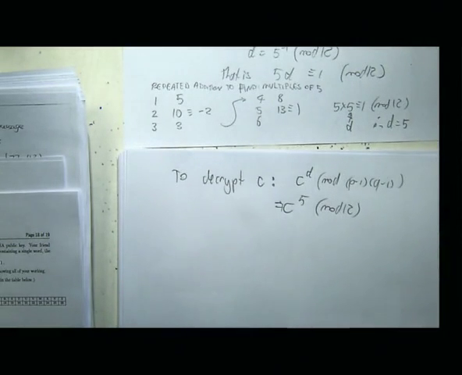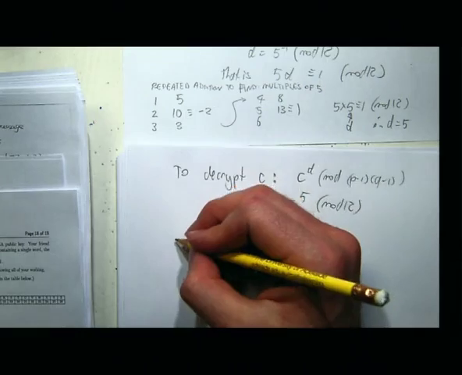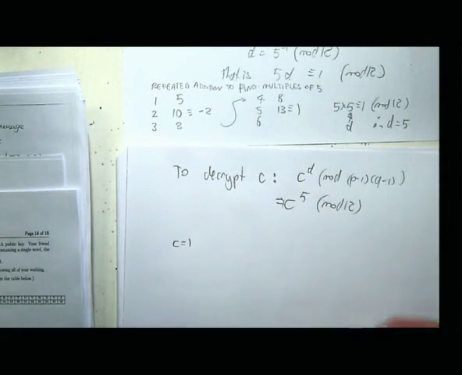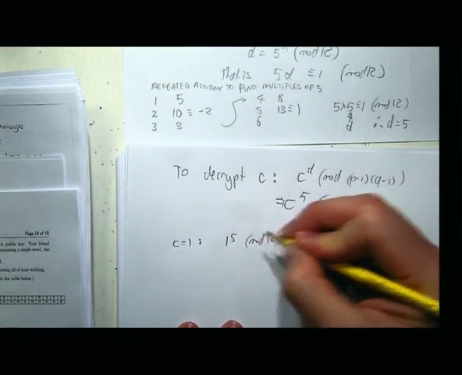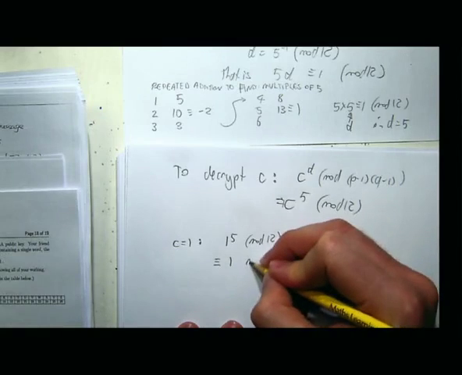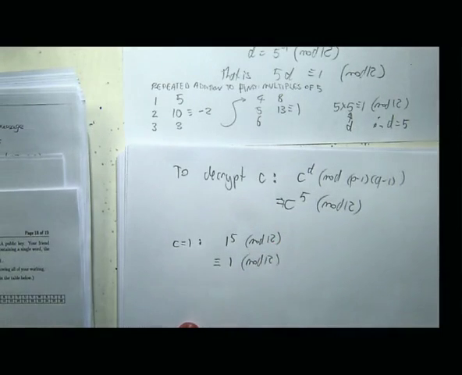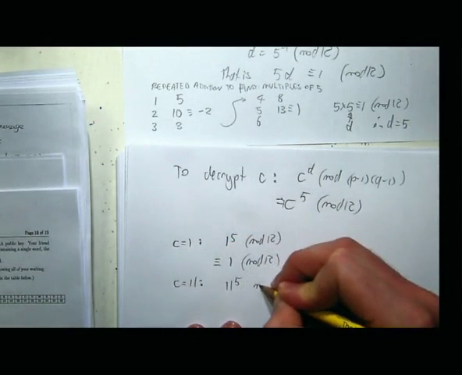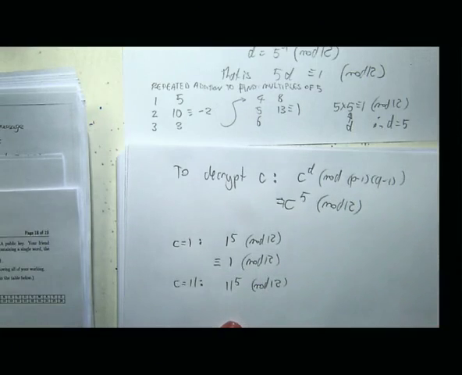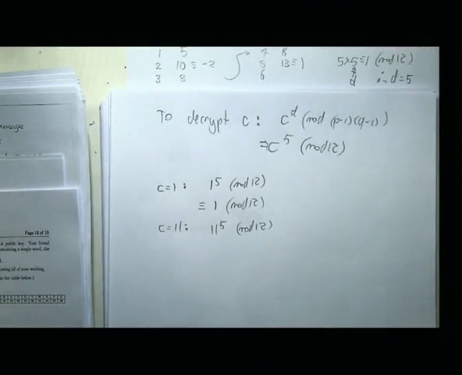All right, well, let's take our message. So when C equals 1, 1 to the 5 is congruent to 1 mod 12, so that one's done. C equals 11, 11 to the 5. Ooh, okay. I'm just going to have to do it. I'm going to just keep having to multiply by 11 and keep figuring out what it is mod 12. As far as I know, that's the quickest way.